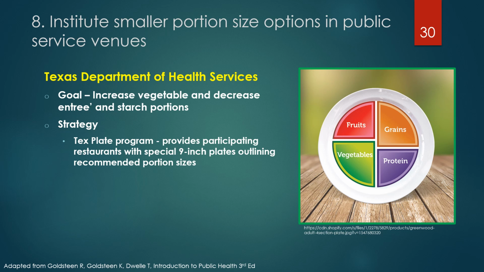8. Institute smaller portion size options in public service venues. The Texas Department of Health Services developed the Tex Plate program to assist Texas restaurants in serving healthier portion sizes to consumers. Participating restaurants receive specialized 9-inch plates that indicate proper portion sizes of key food groups such as vegetables, protein, fruits, and whole grains. The program is designed to encourage participating restaurants to increase the vegetable and decrease the entree and starch portions of the meal.